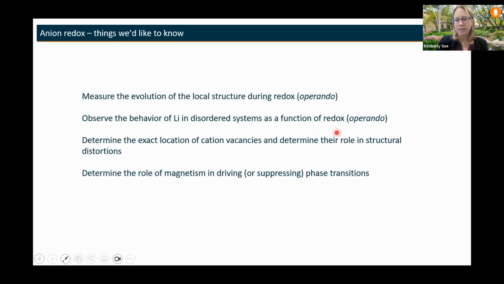We really don't know what the lithium is doing during the redox processes, and especially in the iron-containing materials, there's disorder on the metal site. So we don't know if those start to order or not, or what's going on there. We would like to know the exact location of cation vacancies and determine their role in structural distortions. And we would also need to know the role of magnetism in driving or even suppressing some of these phase transitions, because we're going between iron 2 and iron 3. Magnetism is no doubt playing a strong role in these things, but we don't really understand that yet.